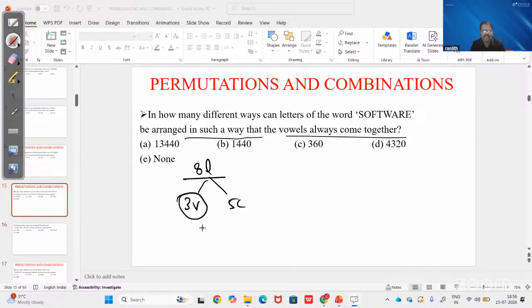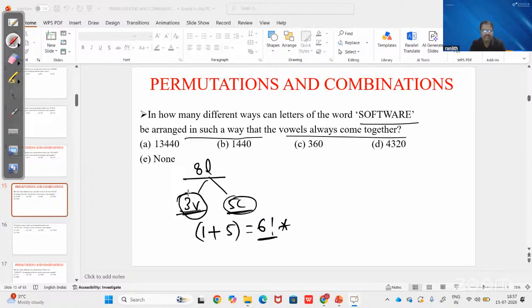All vowels come together, so we need to consider all the vowels as one. The remaining consonants are 5. So 1 plus 5 equals 6. These 6 items can be arranged in 6 factorial ways. Among the consonants, are there any common letters? There are no repeated letters in the consonants, so there is no denominator.